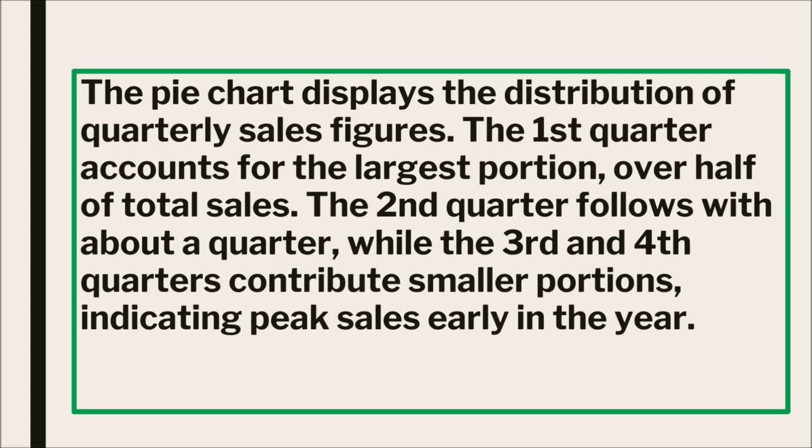The pie chart displays the distribution of quarterly sales figures. The first quarter accounts for the largest portion, over half of total sales. The second quarter follows with about a quarter, while the third and fourth quarters contribute smaller portions, indicating peak sales early in the year.